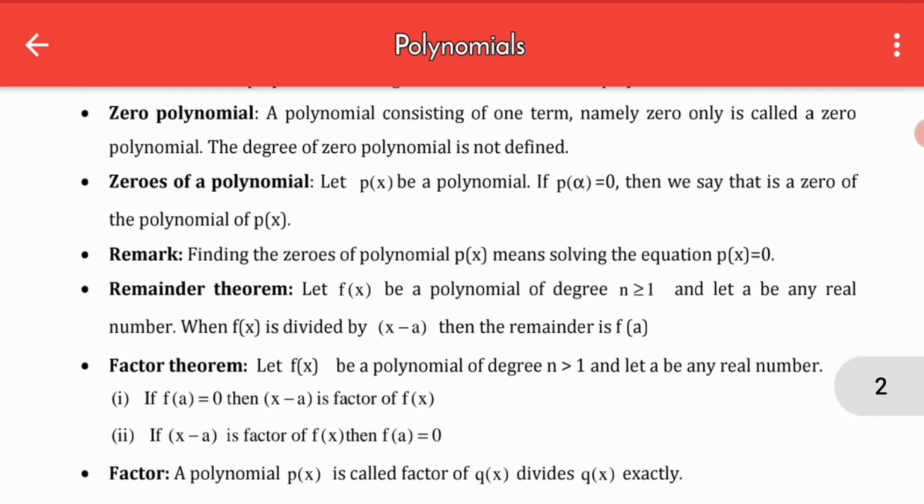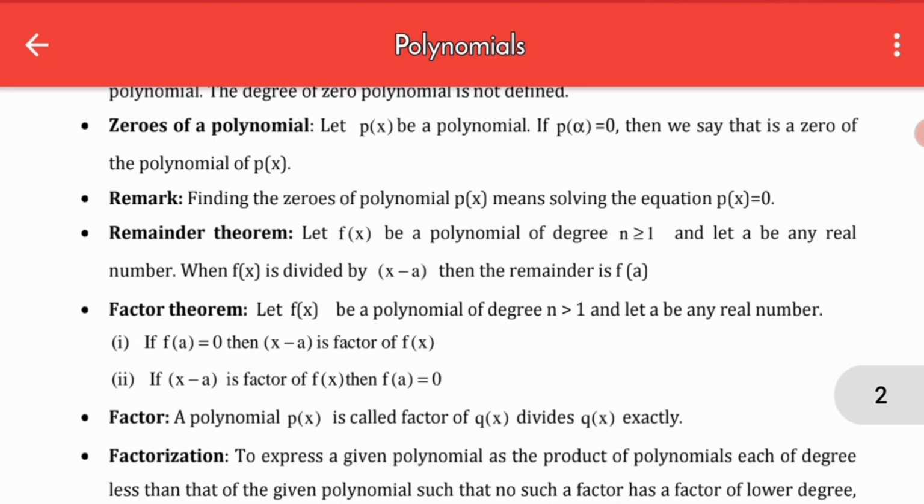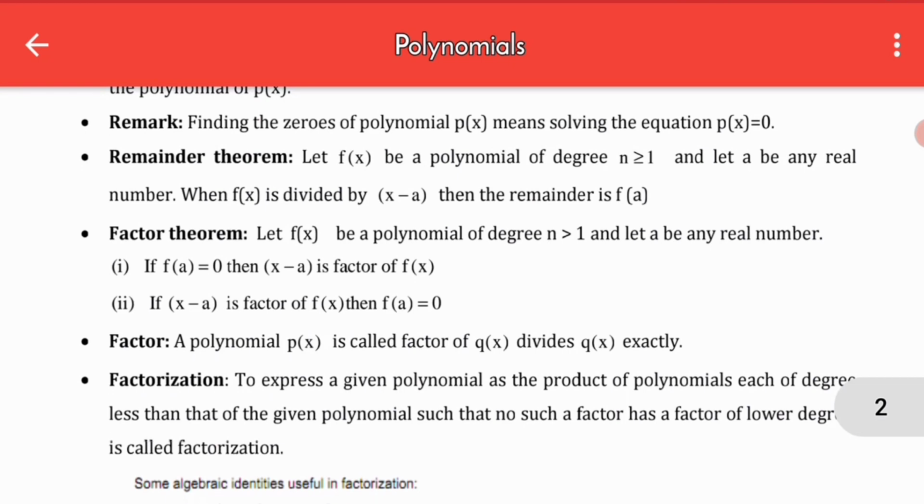Zeros of a polynomial. Let p(x) be a polynomial. If p(a) equals 0, then we say that a is a zero of the polynomial p(x). Remark. Finding the zeros of the polynomial p(x) means solving the equation p(x) equals 0.